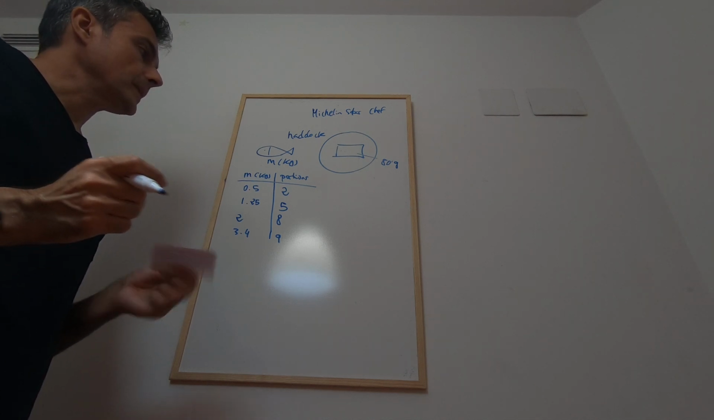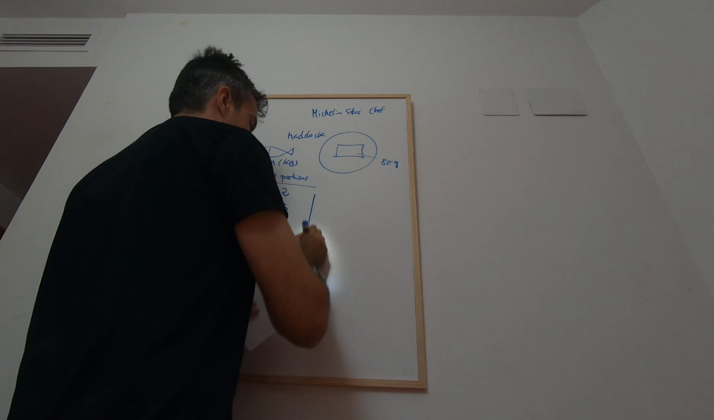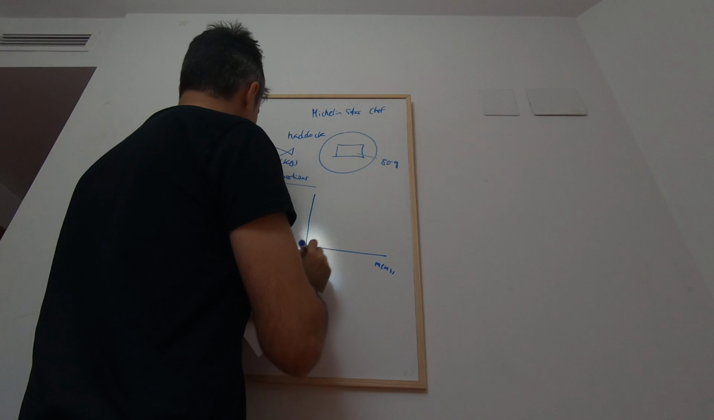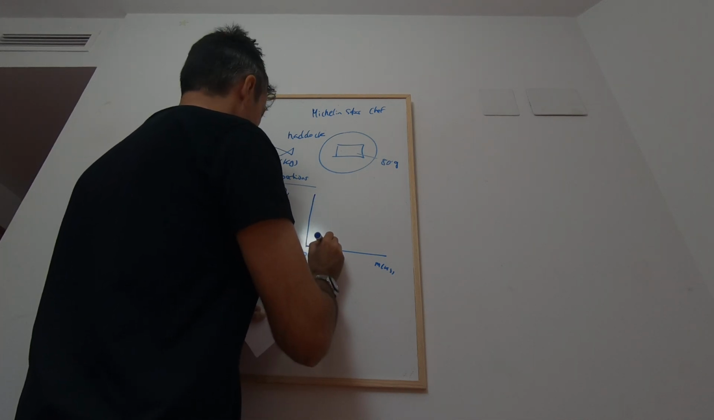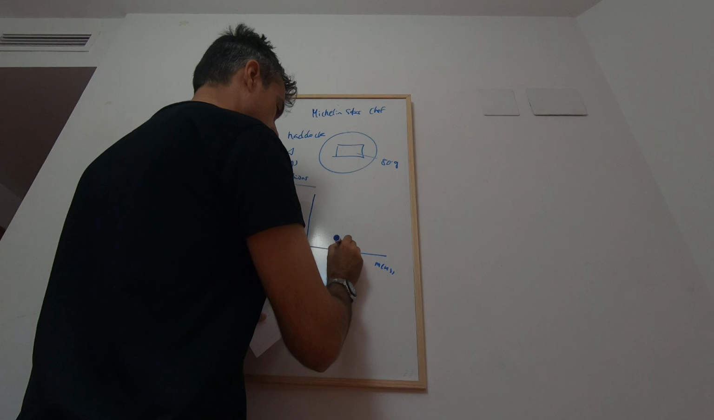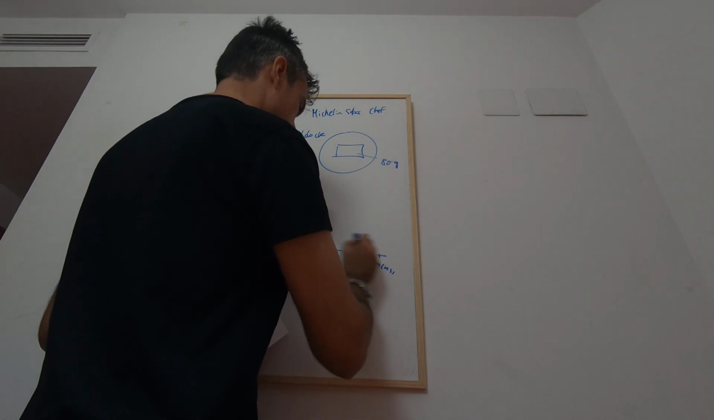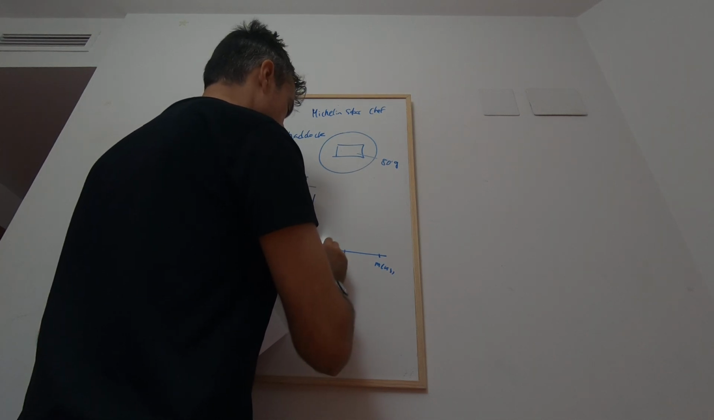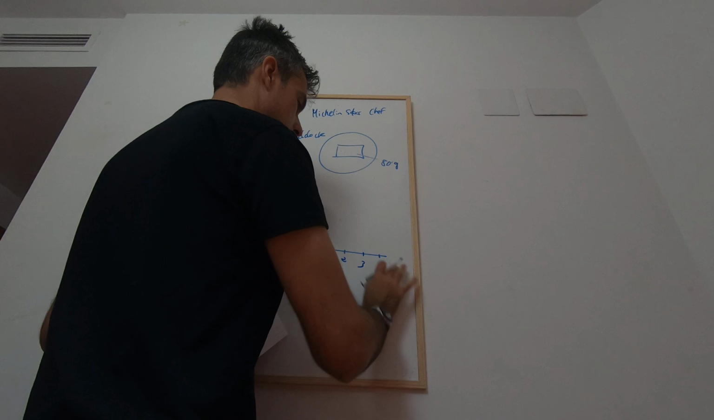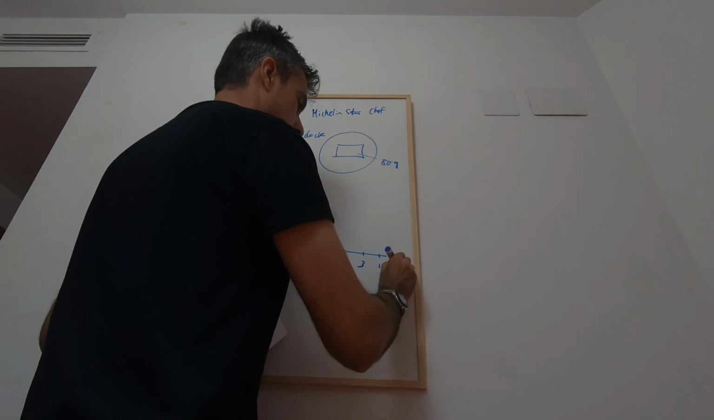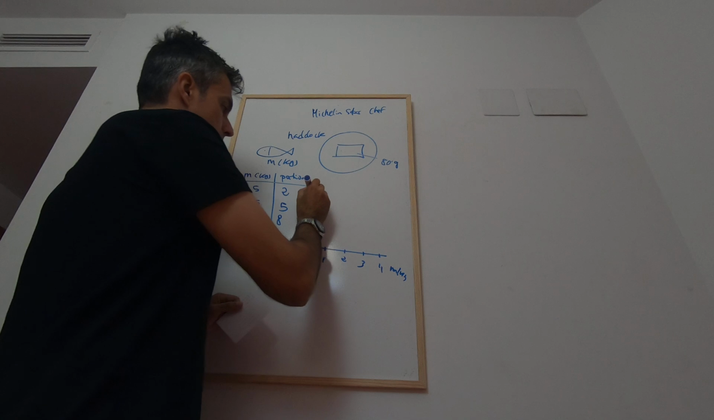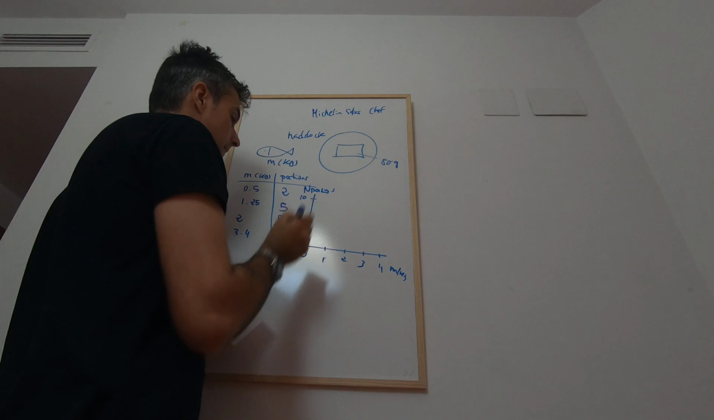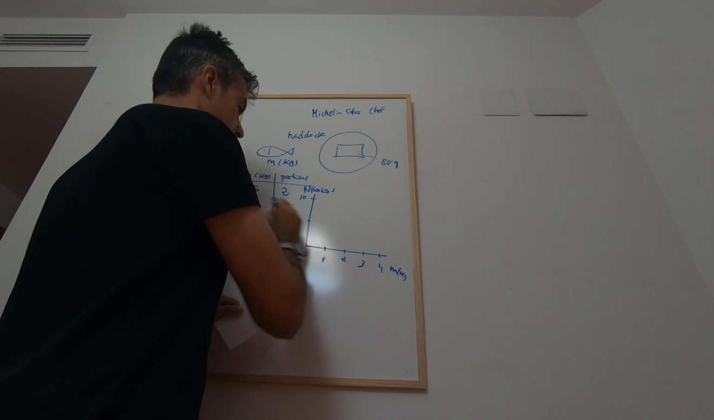But what if we plot that? Here, write the mass in kilograms. It goes from 0 until 4, so 1, 2, 3, and 4 kilos. This is the mass in kilos, and then the number of portions, this is 10, and this will be 5.